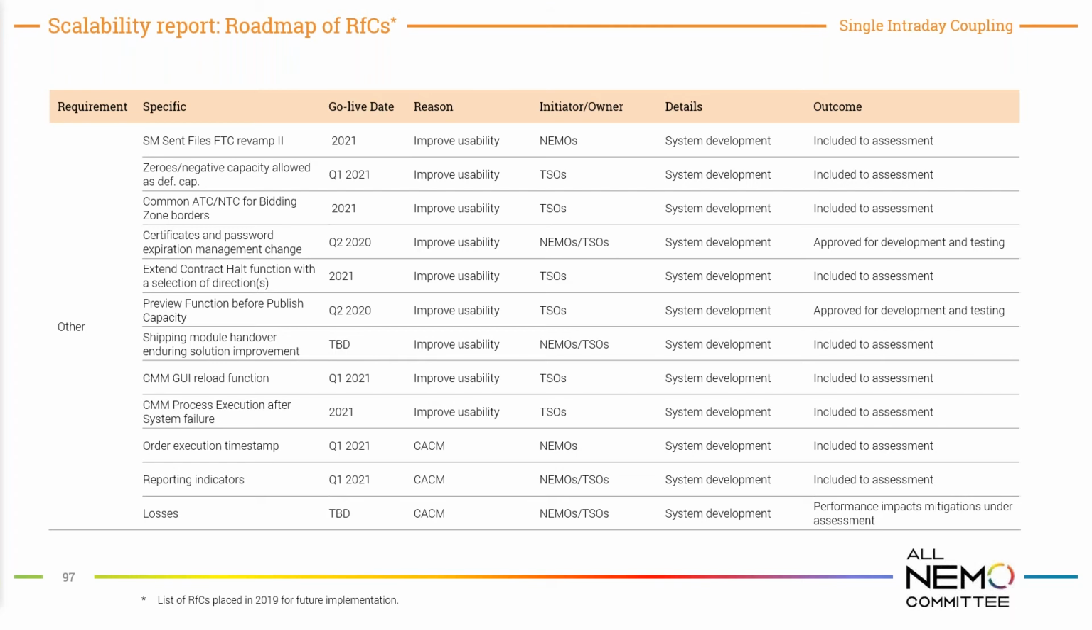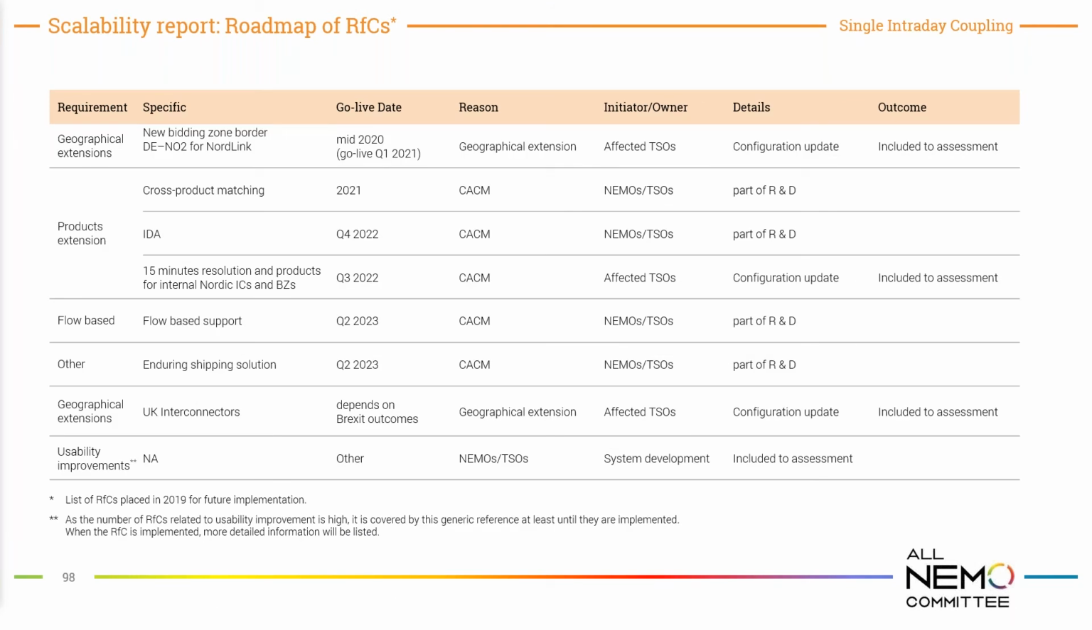And the last group of RFCs, which is good to mention, are the RFCs which are part of research and development, and which would be also mentioned later on. And this is losses in this slide. And if you would go to the next slide, it's cross-product matching, which is foreseen to go live in 2021, intraday auctions at the end of 2022, respectively beginning of 2023. And then we have also 2 more flow-based support and enduring shipping solution. So I will say more a bit on these research and development RFCs in the research and development block.